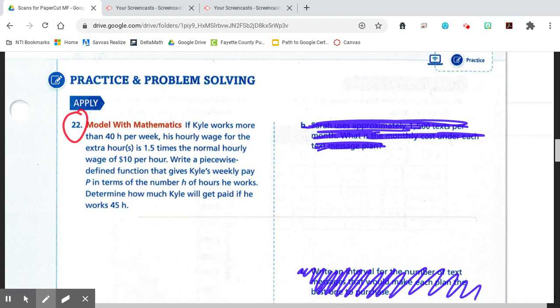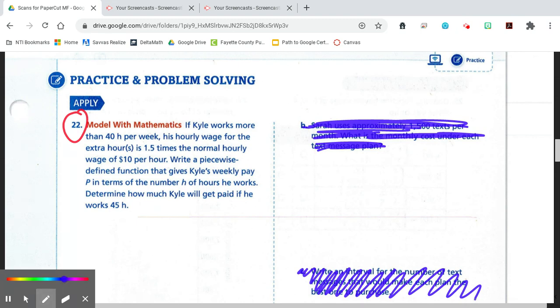Okay, so this says if Kyle works more than 40 hours per week, his hourly wage for the extra hour or hours is 1.5 times the normal hourly wage of $10 per hour. Write a piecewise function that gives Kyle's weekly pay, P, in terms of the number H of hours he works. Determine how much Kyle will get paid if he works 45 hours.